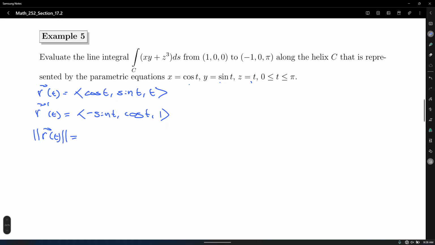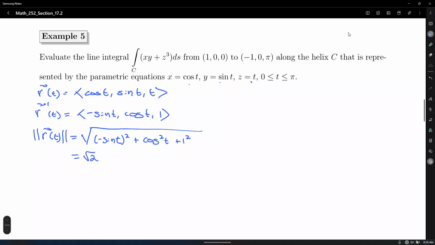Let's find the magnitude, that is the square root of negative sine squared plus cosine squared plus 1 squared. Well, sine squared plus cosine squared, isn't that 1? Plus the 1 squared, which is also 1, isn't that equal to the square root of 2? So I believe we have everything we need.